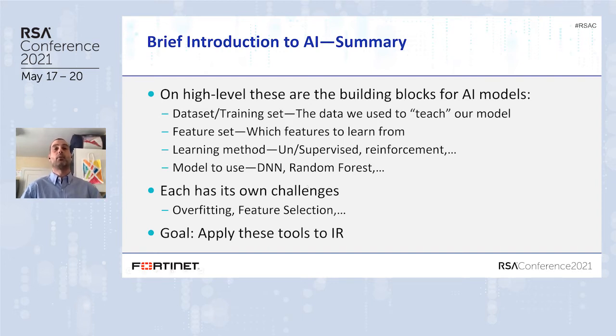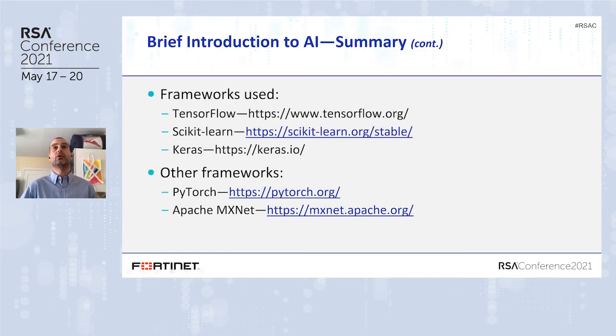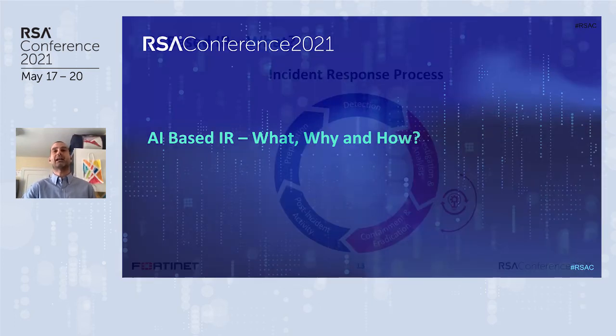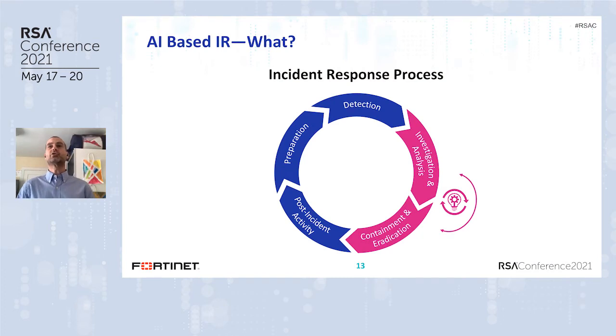But now we're going to talk more about how to apply those to IR. So AI-based IR, what exactly are we talking about here? Incident response process. Let's go through the stages of the incident response. The incident response is built, as we broke it down here, into 5 different stages.